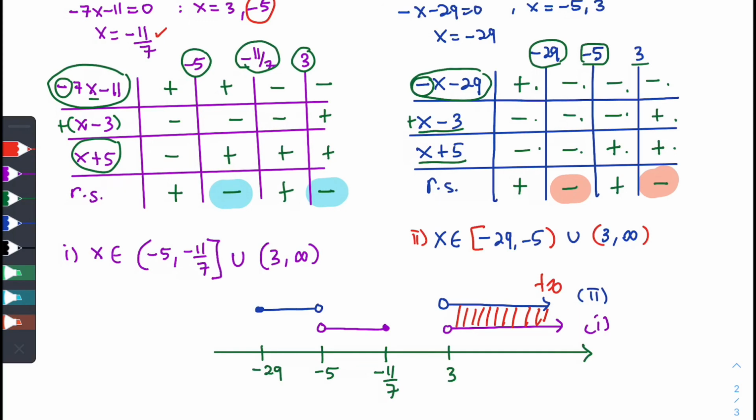So you can conclude your final answer. For this question, the solution will be x belongs to (3, infinity), with an open bracket at both ends because there is a hole over here. Okay.